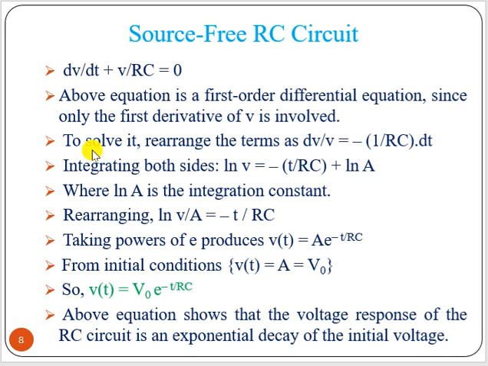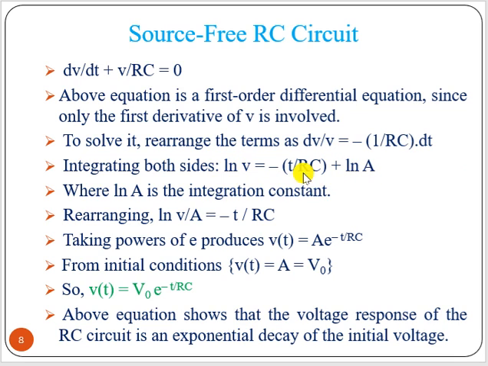Now to solve it, we can rearrange it. Say dv/dt equal to minus v by RC, and we can take v to the left hand side and dt to the right hand side. So we will have dv by v equal to minus 1 by RC into dt. Now if we integrate both sides, dv by v is nothing but ln of v. Ln means log base e. Then minus t by RC plus ln a. This is the integration constant.